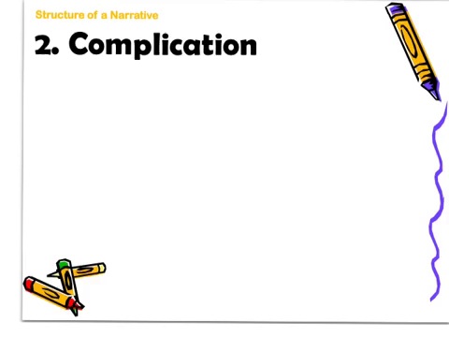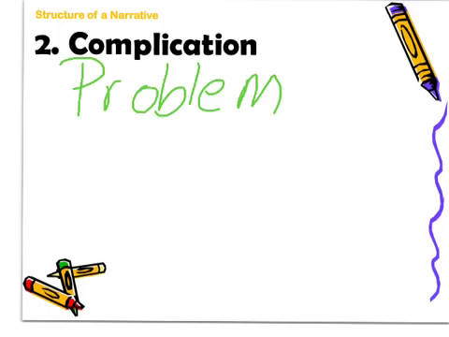After you introduce the who, where, and when, you begin a new paragraph and start writing about the second part of your narrative, the complication. The complication is just a fancy word for the problem. This is the what or the why that begins the series of events in your story.